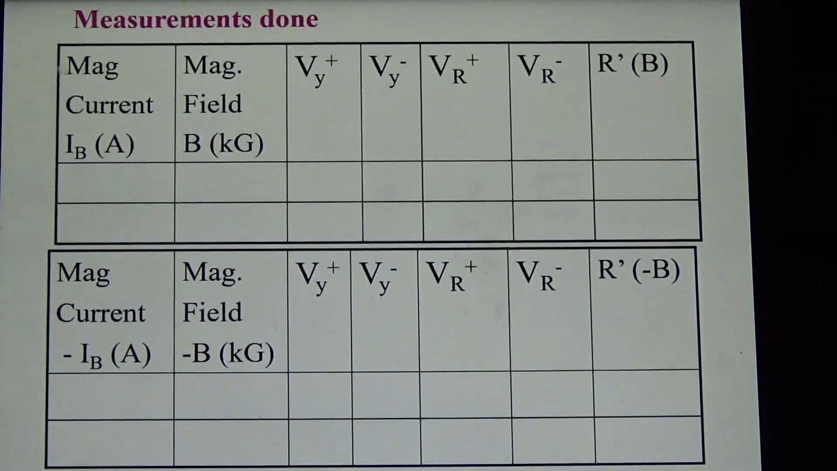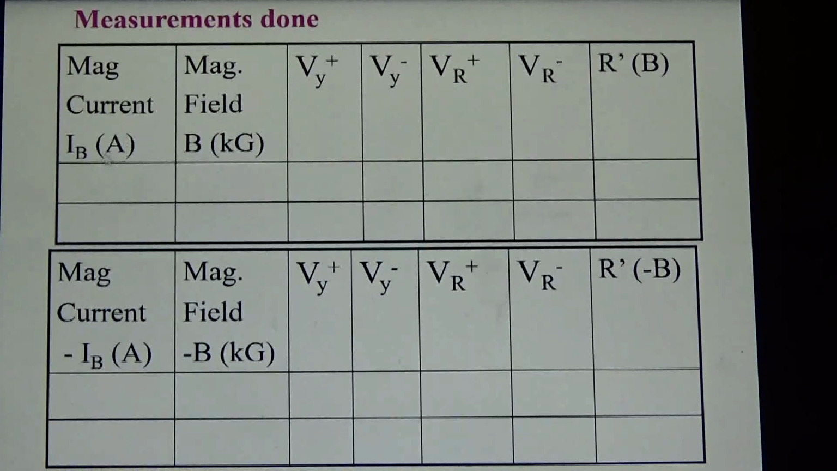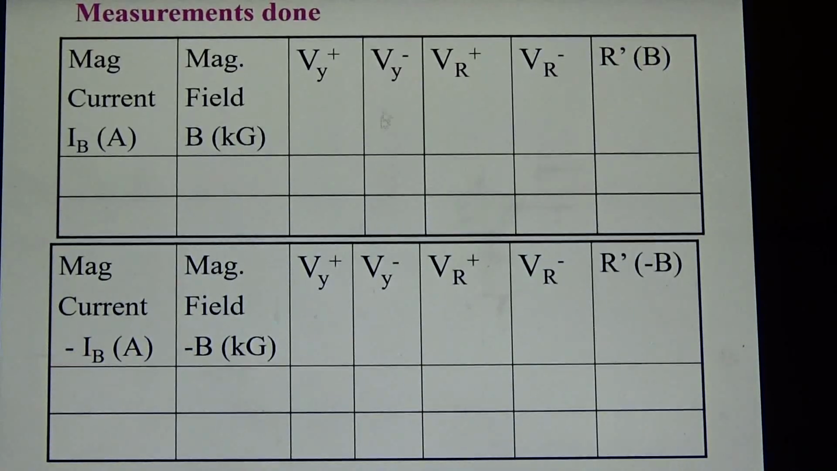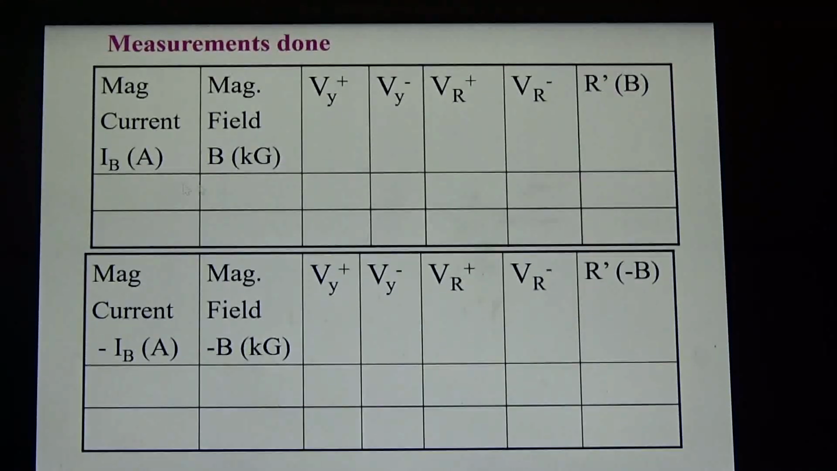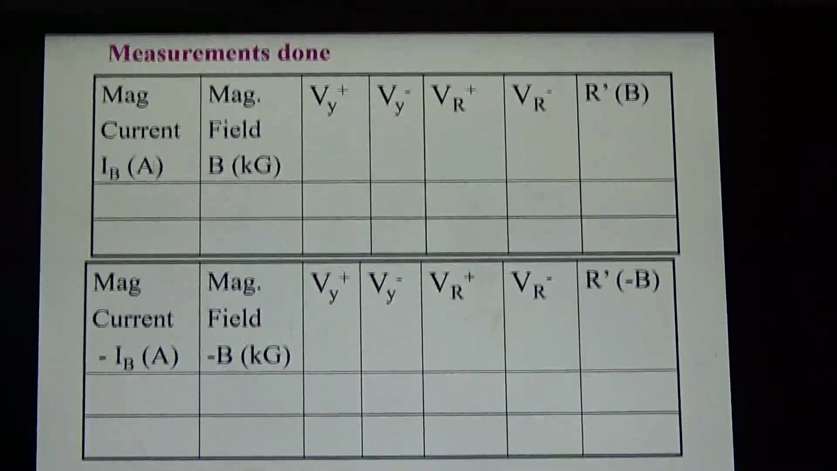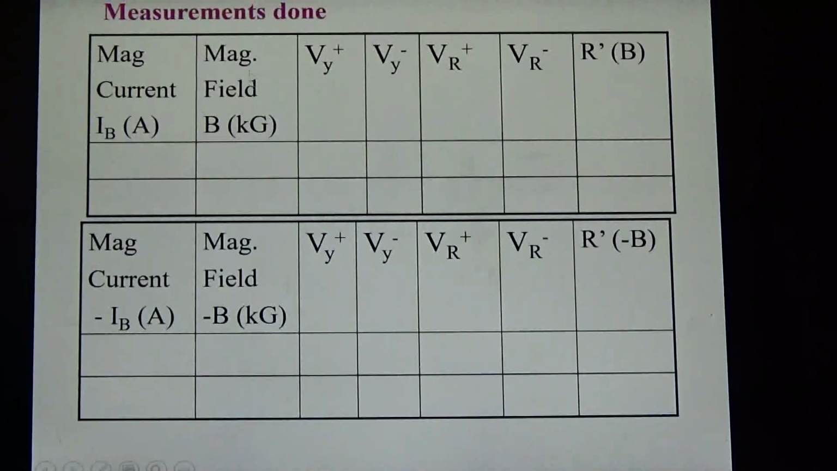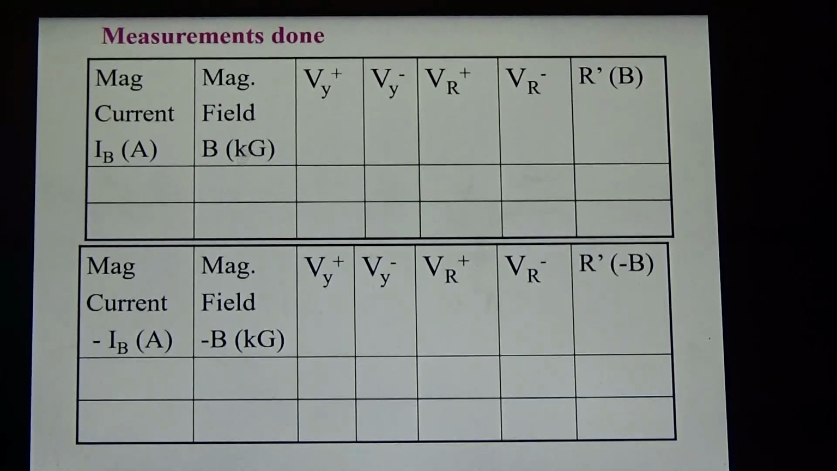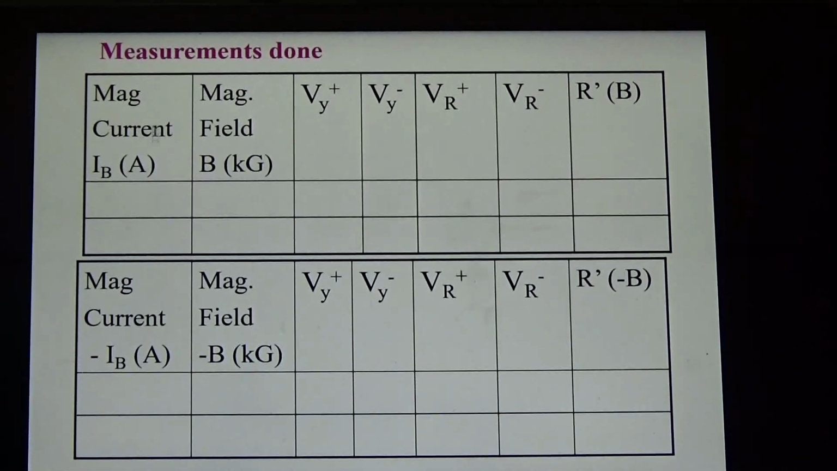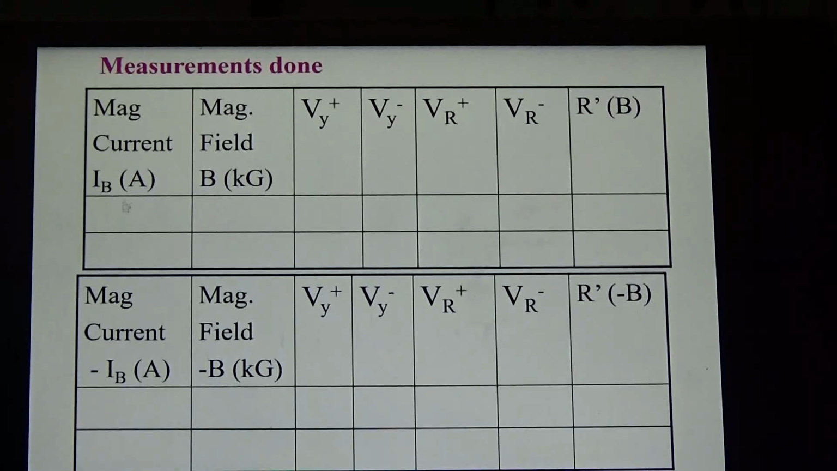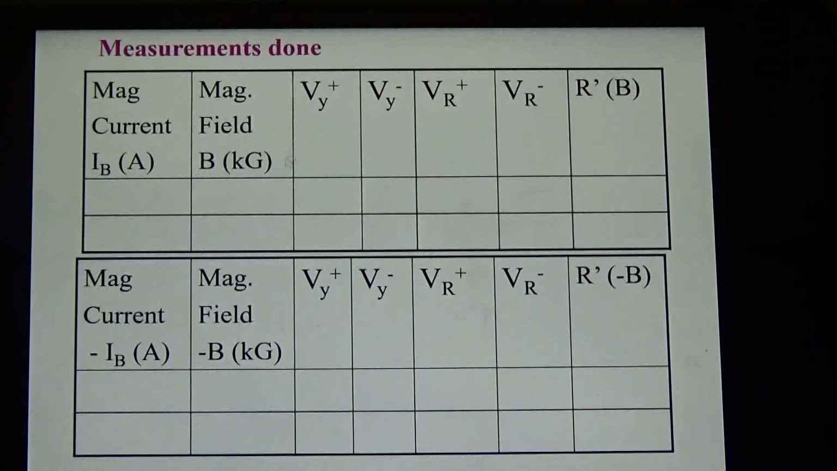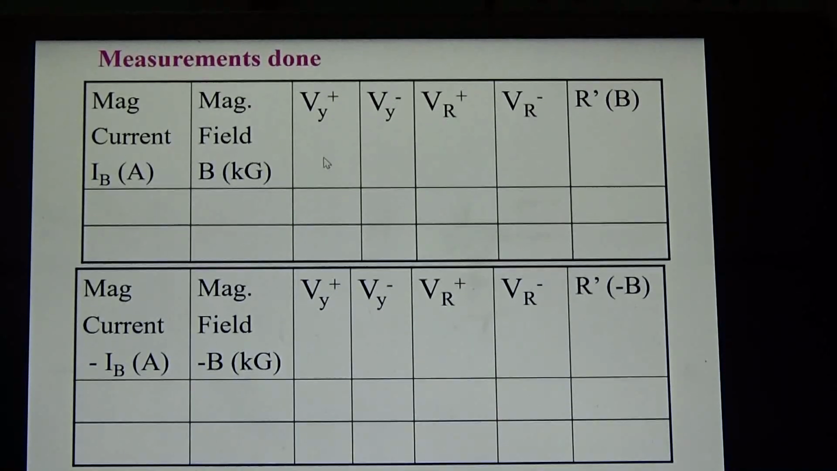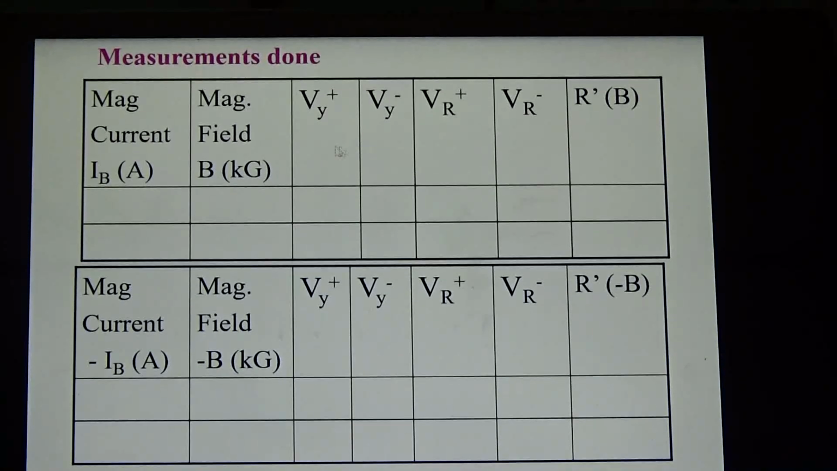So the measurements you are doing are as follows: you set up a constant electric field by passing current through the probe, and for different values of B, that is the magnetic field. How do we change the magnetic field? By changing the current through the electromagnet. By changing the current through the electromagnet, we can vary the magnetic field, and then we can measure Vy plus and Vy minus by changing the electric field direction.